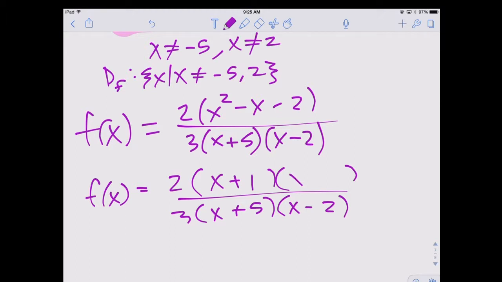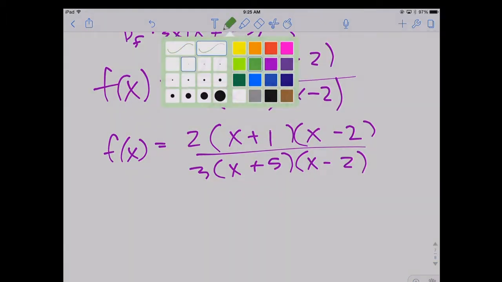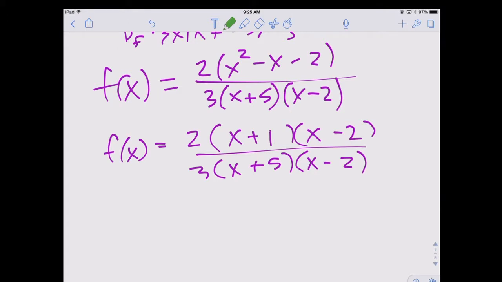X plus 1, x minus 2. Yeah, very good. I think we've got it now, right? So, you ready? X minus 2 divided by x minus 2. They divide out. Good. And so what we're left with is f of x equals 2 times x plus 1 over 3 times x plus 5.